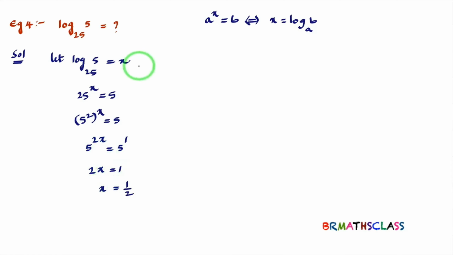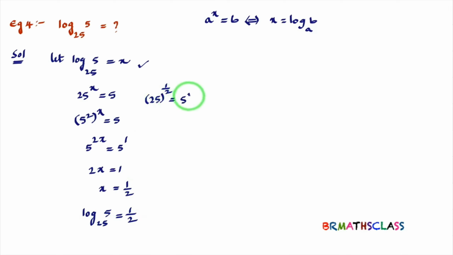What is x? We considered log 5 base 25 as x. So x is log 5 base 25. So you got the value of log 5 base 25. Its value is 1 by 2. Once again I am saying, 25 power 1 by 2 will give you 5. If you want, you can check. What is 25 power 1 by 2?